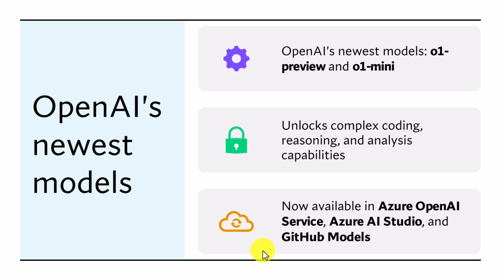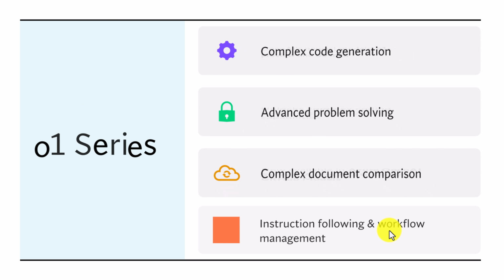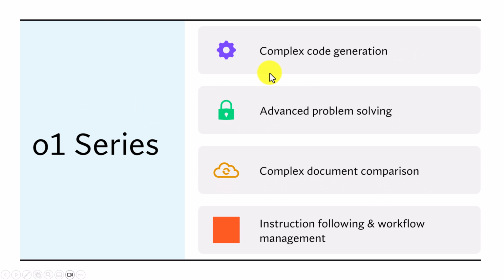As I mentioned, OpenAI announced two new models: the O1 preview and the O1 mini model. The main objective of these models is to unlock complex coding, reasoning and analysis capability. These two models are now available in the Microsoft Azure OpenAI service. You can use them in Azure OpenAI service, Azure AI Studio and GitHub models. The O1 series models are a great fit for complex code generation, advanced problem solving, complex document comparison, and instruction following and workflow management.